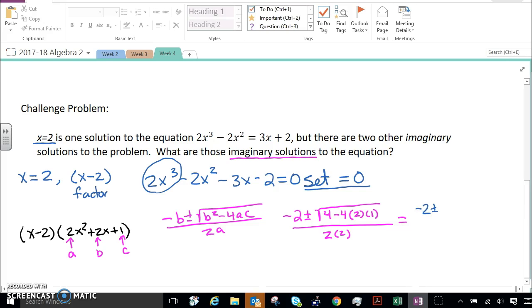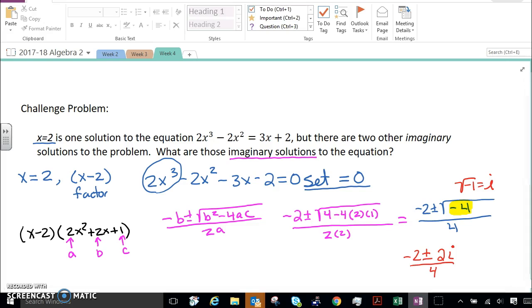negative 2 plus or minus, under the radical we have 4 minus 8, which is negative 4, over 4. And hopefully you recall from last year that when we take the square root of a negative number, the square root of negative 1 is really i. So it's like saying, oh, the square root of 4 is 2, and the square root of this negative 1 is i. We have negative 2 plus and minus that, all over 4.